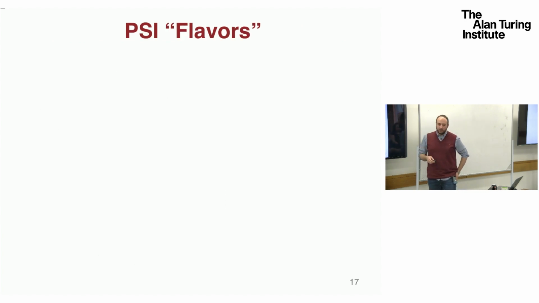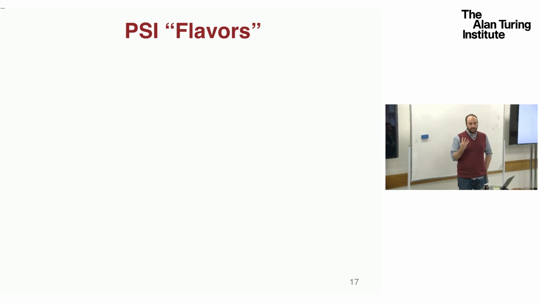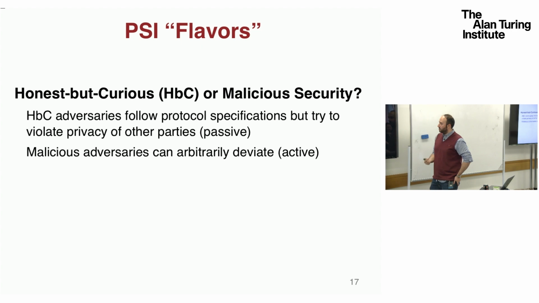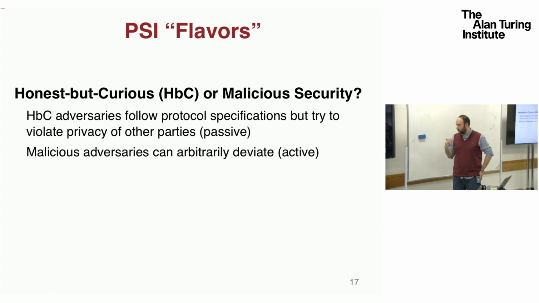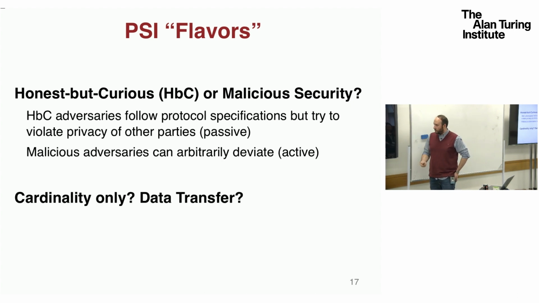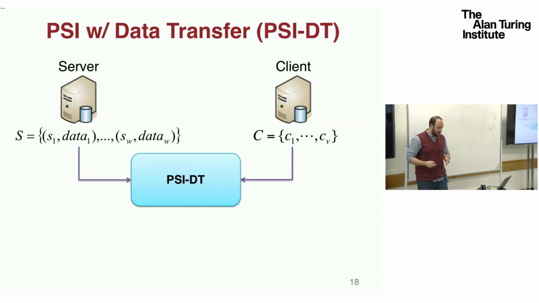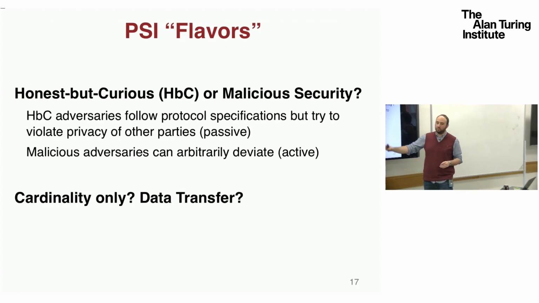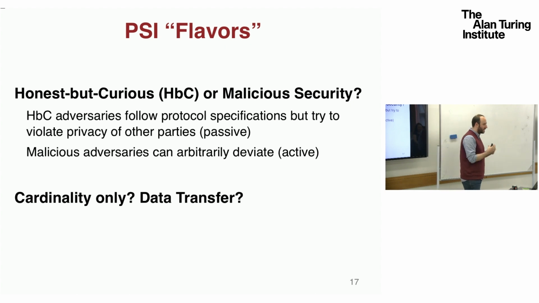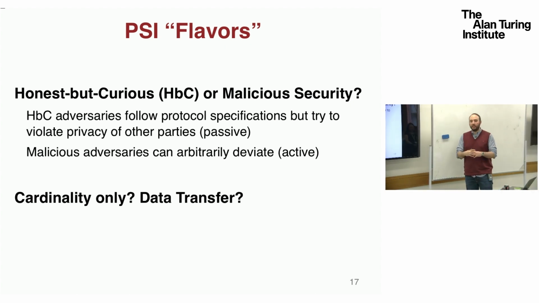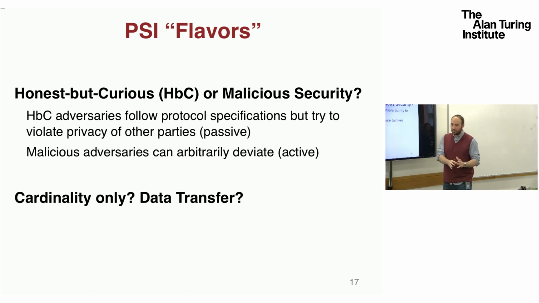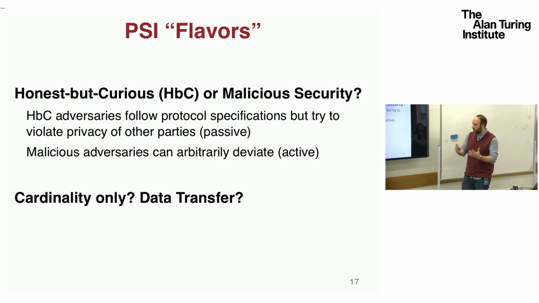So now there are different flavors of this functionality. For PSI, I already mentioned in terms of security, you can consider honest but curious adversaries or malicious ones. But in terms of functionality, there are also different flavors. Let's see some of them. For instance, you might not want to compute the actual content of the intersection, but only the cardinality of the intersection.